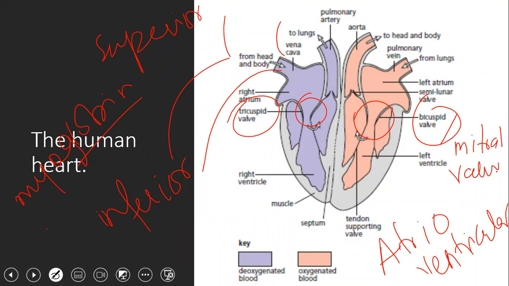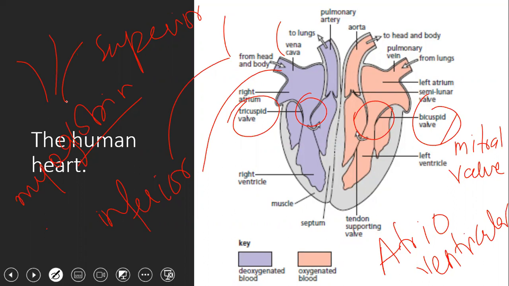So if, for example, you want to talk about both of the valves without specifying right side or left side, you can just say atrioventricular valve. You'll be completely correct. But if you want to be more specific about which valve you're talking about, then you can say tricuspid, bicuspid, or mitral valve. Tricuspid, the reason we call it tricuspid is because the valve has three flaps. 1, 2, 3. The bicuspid, we call it bicuspid because it has only two flaps.